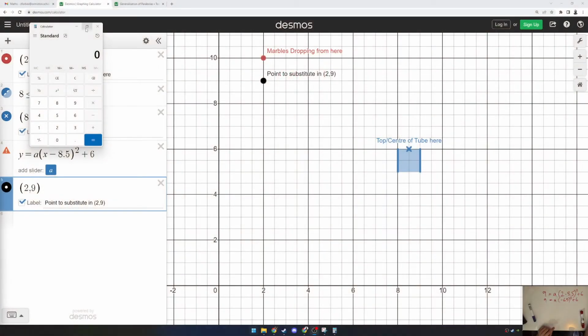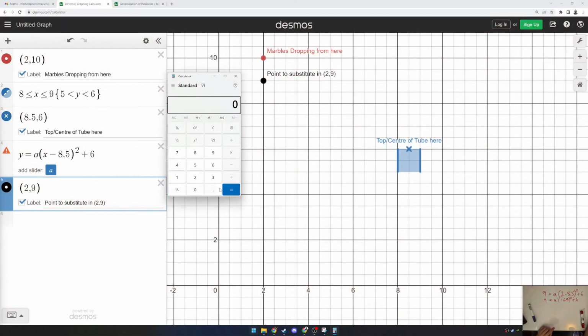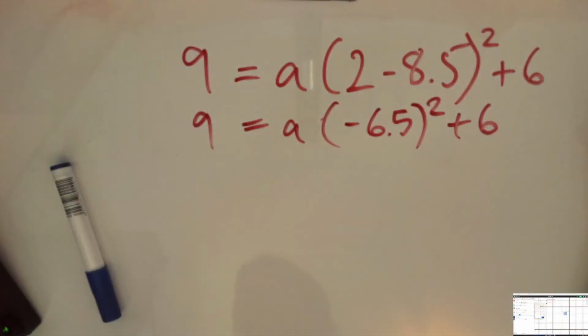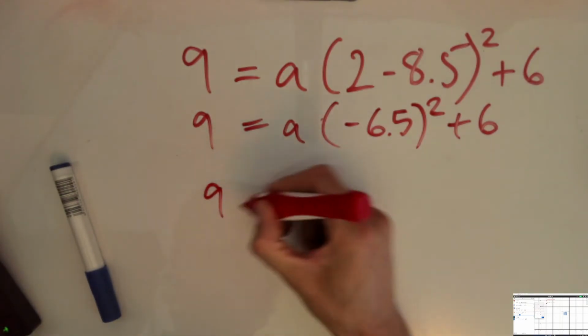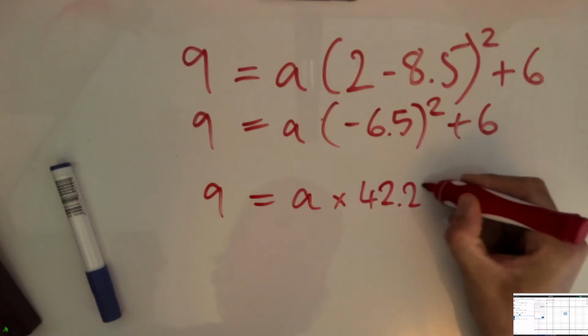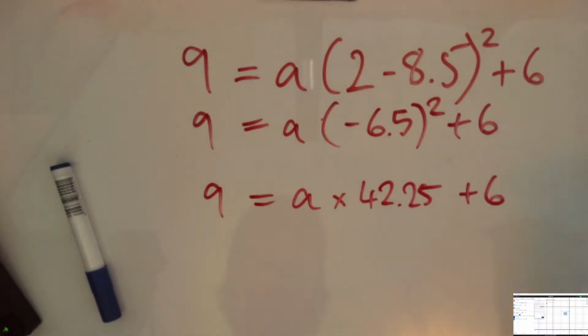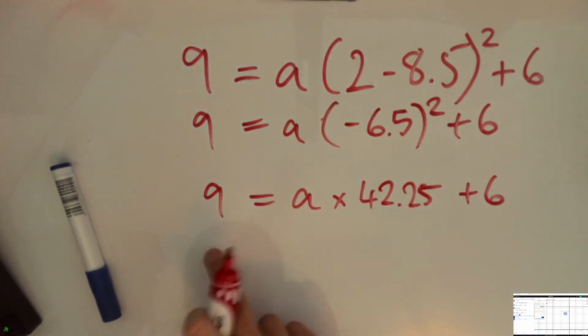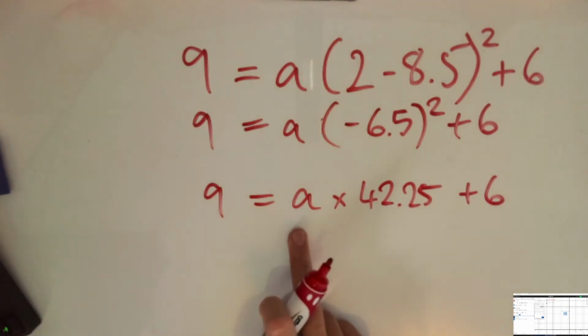So I've got my calculator. We're going to go 6.5 squared. And I'm not going to do negative because, to be quite frank, I know that a negative times a negative is a positive. So 42.25. So it's going to be 9 equals a times 42.25 plus 6. Okay, so now what we need to do is move everything over to the left so that a is by itself.